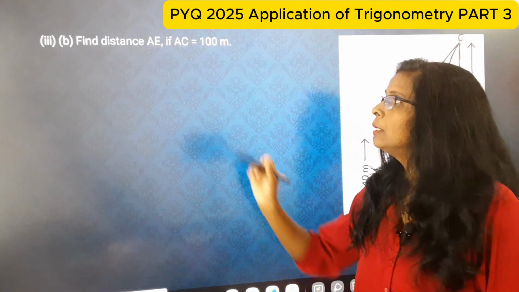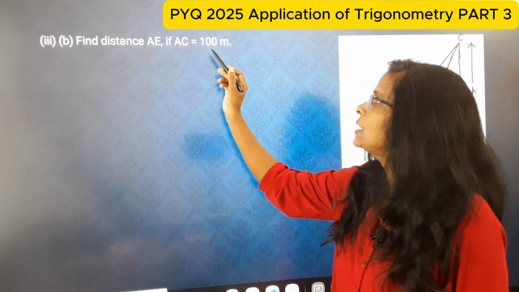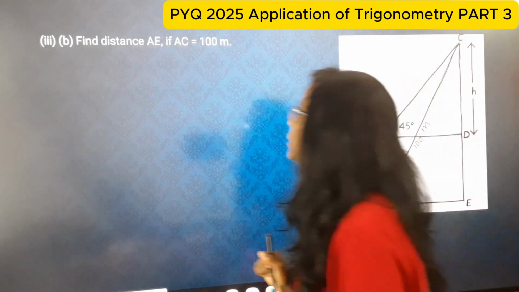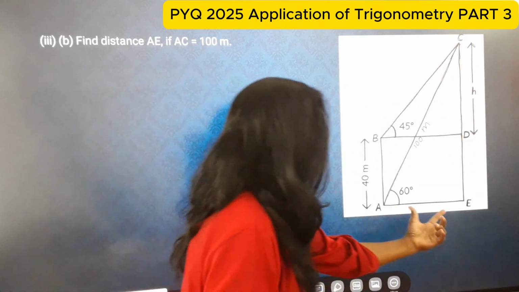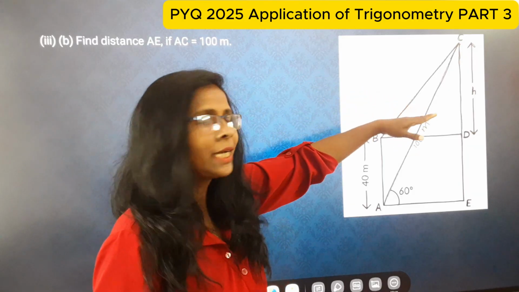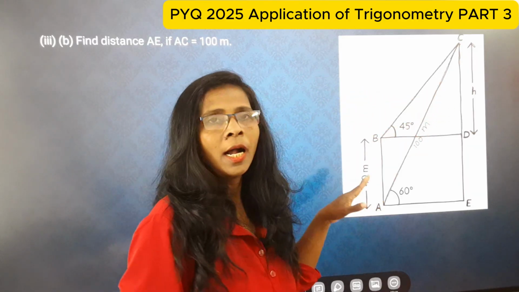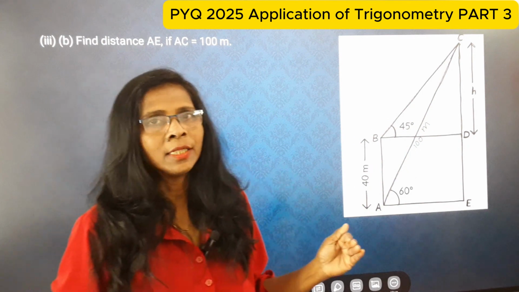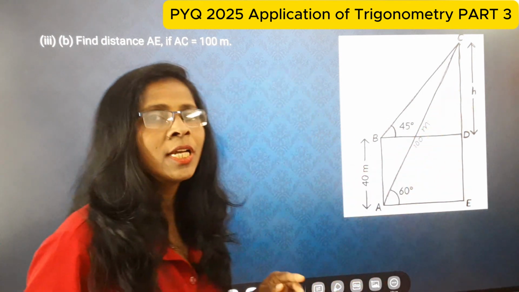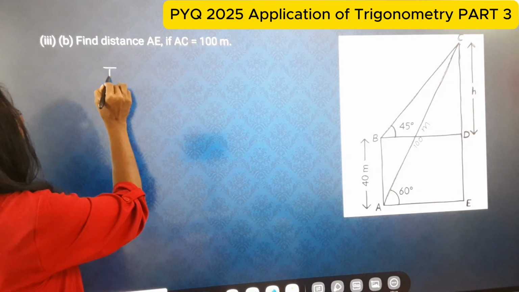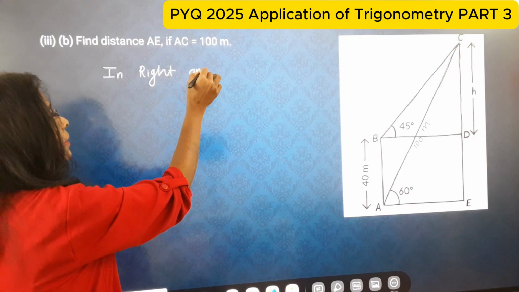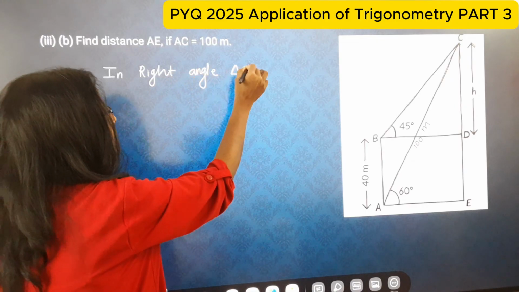Question 3rd B: find the distance AE if AC is equal to 100 meter. So now here, students, observe the figure. Where is AE? AE is this one, and AC is 100 meter, that is the hypotenuse is 100 meter, and these both sides are in the right angle triangle AEC. So here, students, we use the right angle triangle AEC.